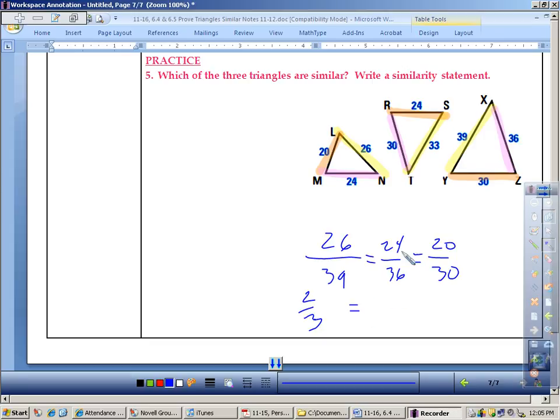24 into 36, when you reduce that down, is also 2/3, and 20 over 30 is 2/3 also. So we see that those are equal. So I do have triangle LMN is similar to triangle YZX. Again, make sure you're labeling the corresponding parts. LM, L to M is the shortest side. It corresponds to YZ, Y to Z, the shortest side here.